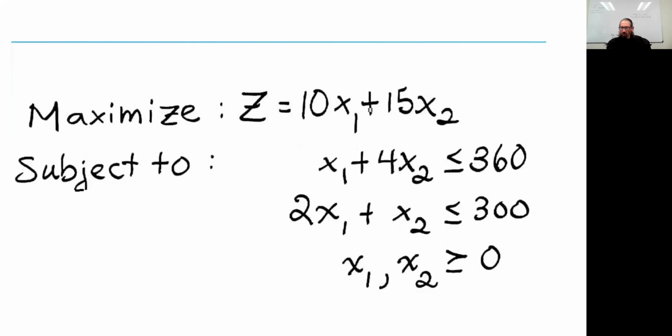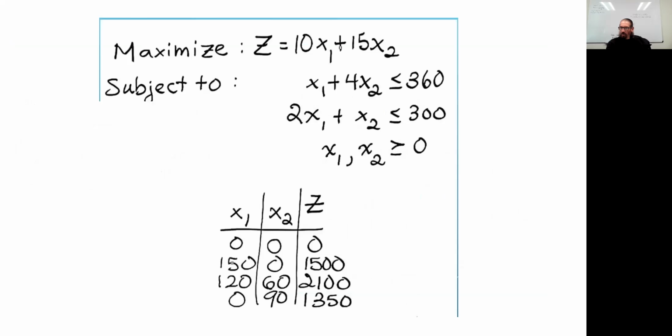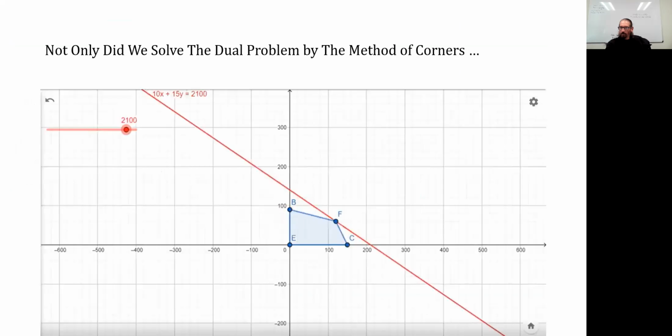So let's call this a dual problem. The original primal problem, that first problem, is a standard minimization problem. This is the dual problem, which is a standard maximization problem. And we've also seen this before. Not only did we solve it by the method of corners and get that 120, 60 for x1 and x2, producing the maximum value of z of 2100, we solved that by the method of corners.